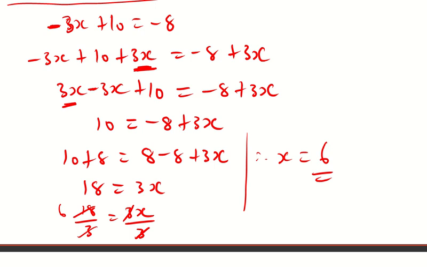So with any of the methods, if you want to move your unknown, by unknown I mean the letter, to the left hand side or right hand side, just make sure you apply the same rule. You will always get the same answer.